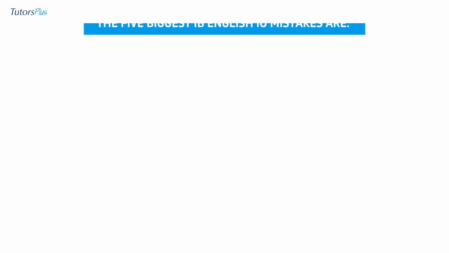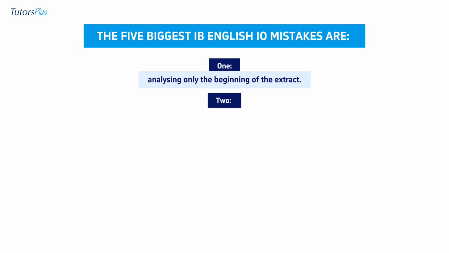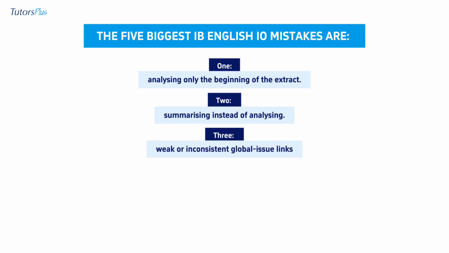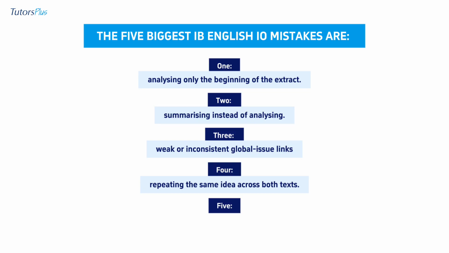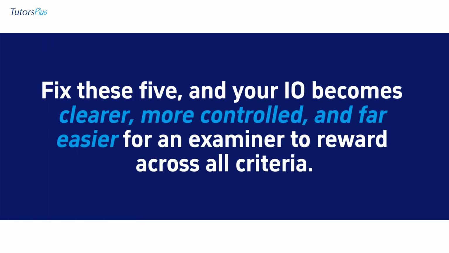So to recap, the 5 biggest IB English IO mistakes are: 1. Analysing only the beginning or one chunk of the extract. 2. Summarising instead of analysing; follow PEEL. 3. Weak or inconsistent global issue links. You've got to keep on coming back, keep on reinforcing that global issue. 4. Repeating the same idea across both texts. Don't do it. Have 4 different ideas per text. And 5. Ending without a synthesis. Make sure you practice so you have time to get that synthesis in there. Fix these 5 and your IO becomes clearer, more controlled, and far easier for an examiner to reward across all the criteria.